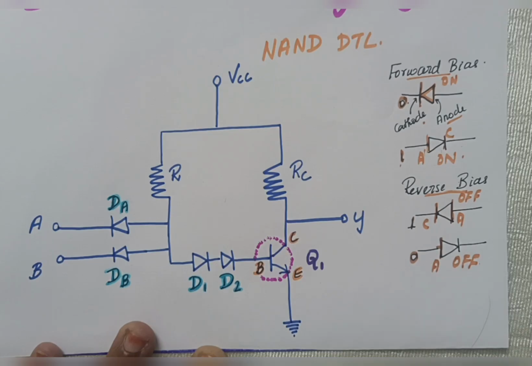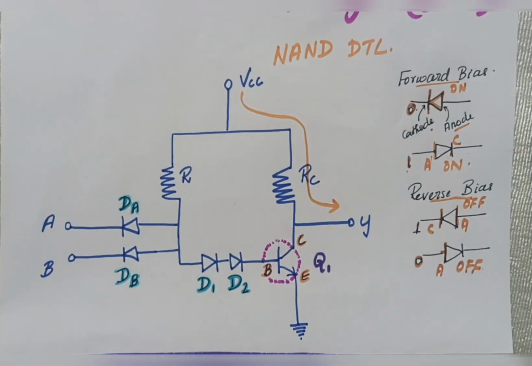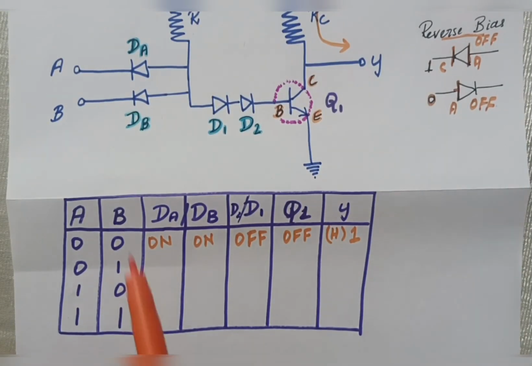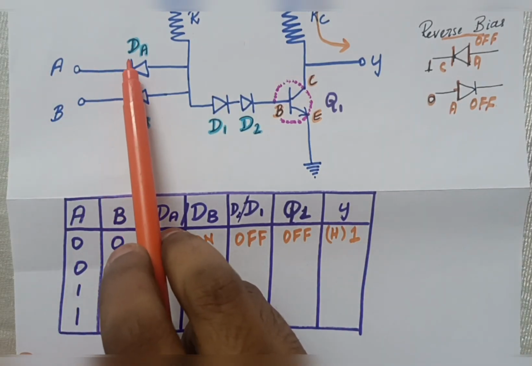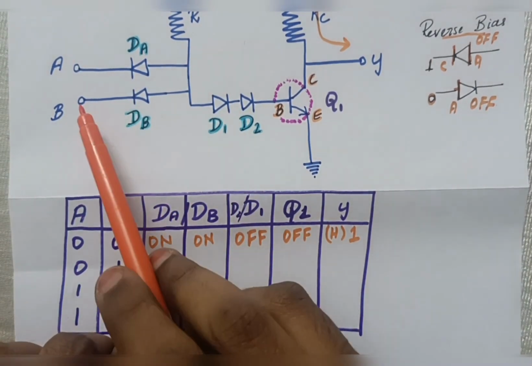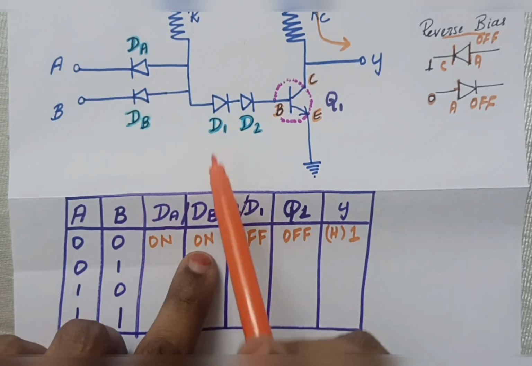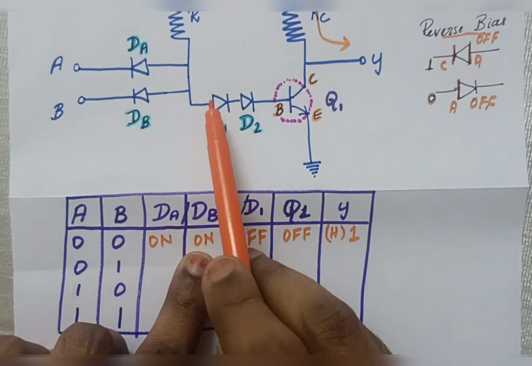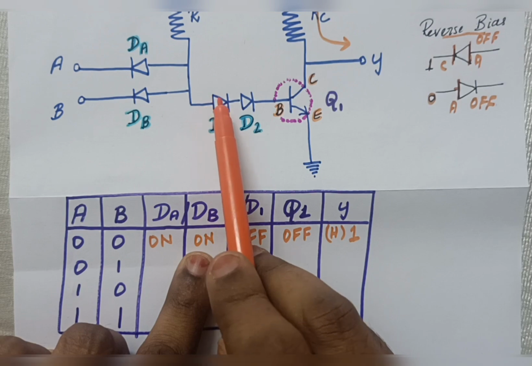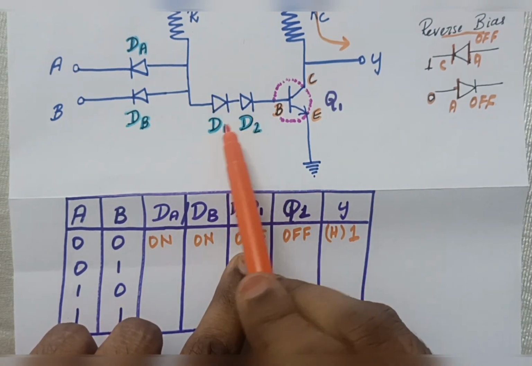Now we will understand how it works. If I send the values 0 and 0 as input, A equals 0 and B equals 0, what will happen? My 0 is going into the cathode, so this diode DA will be in the on state. Similarly, here 0 is going into the cathode, so DB will also be on. Again, 0 comes here, going into the anode of D1. If it goes into the anode, it will be in the off state. So D2 and D1 both will be in the off state.